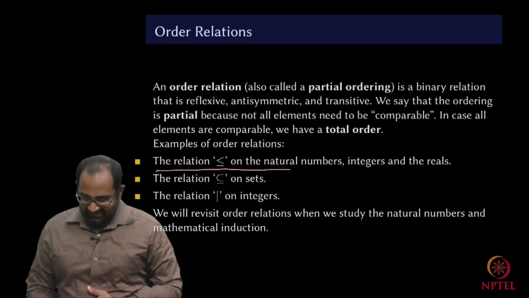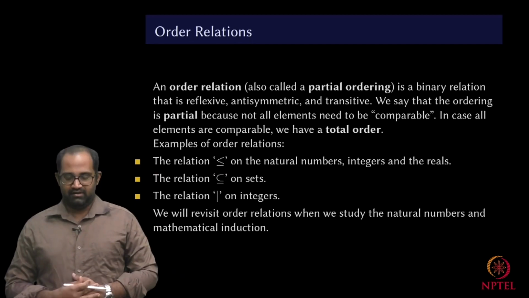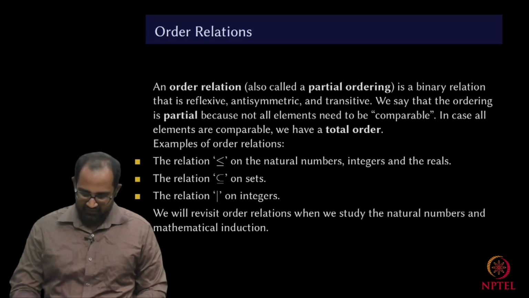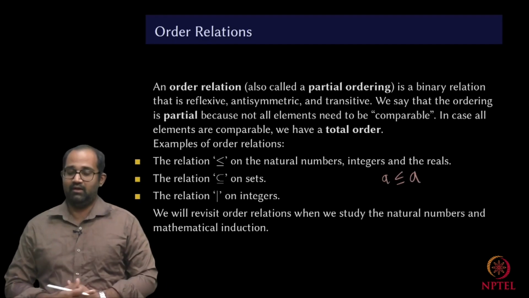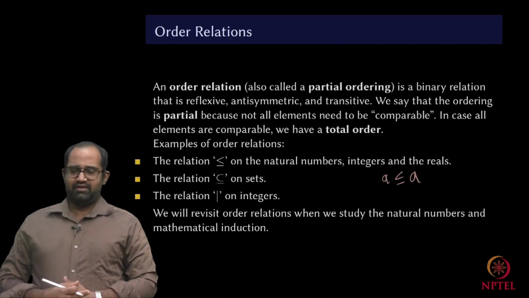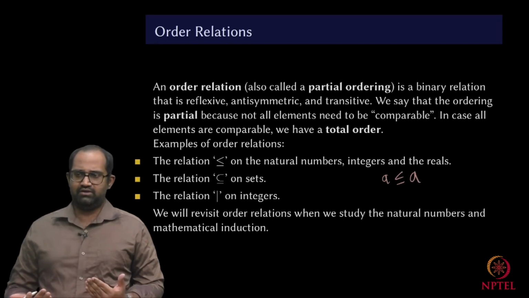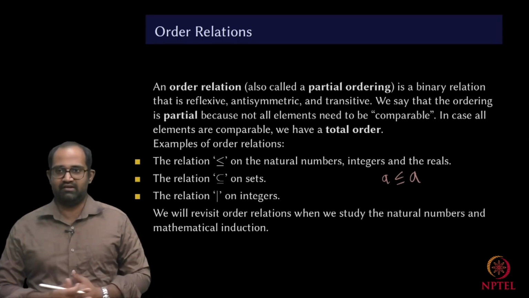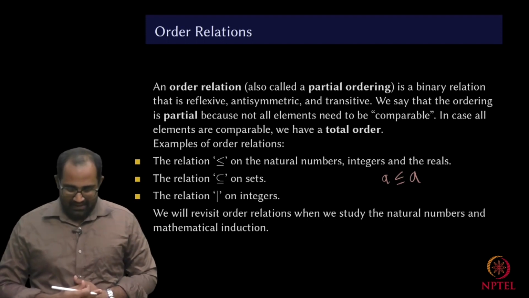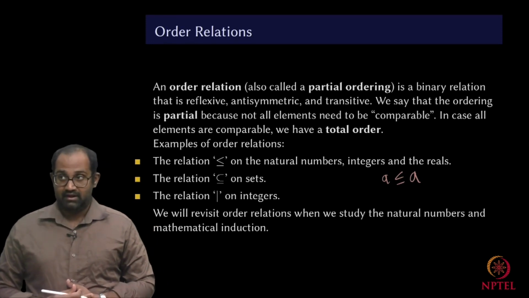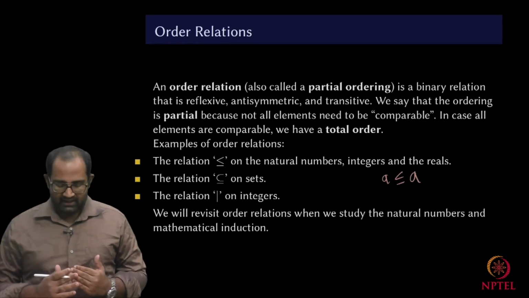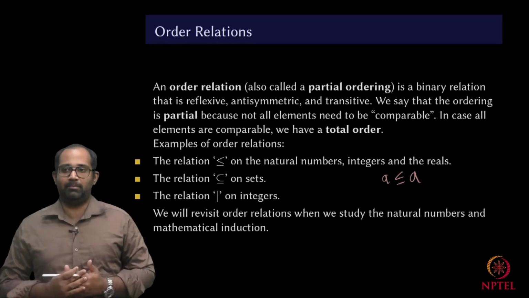The relation less than or equal to on natural numbers, integers and the reals. Now, in this case clearly we have reflexivity because A is always less than or equal to A, and we also have transitivity. If 2 is less than or equal to 3 and 3 is less than or equal to 4, it means that 2 is less than or equal to 4. We also have antisymmetry: if A is less than or equal to B and B is less than or equal to A, then automatically A is equal to B.